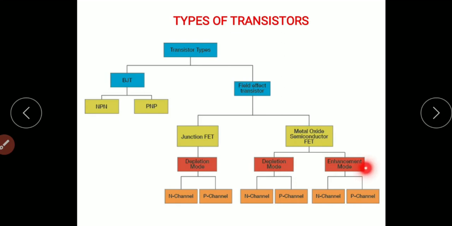What is the difference? In enhancement mode MOSFET, there is no channel existing initially. You have to develop or enhance the channel by applying gate voltage. Whereas in depletion mode MOSFET, the channel is already established. At the time of manufacturing, they add some impurities and develop the channel. So there is a dedicated channel existing in the MOSFET. Those types of MOSFETs are called depletion mode MOSFETs.